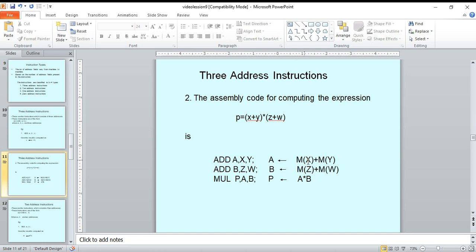So at that memory location we'll get the data, and then M of Y is nothing but the memory location which was specified here. So at that place we'll get one more data, perform the operation, and then place it into a register. This was over, and then after that we have to perform the addition of these two, Z and W.